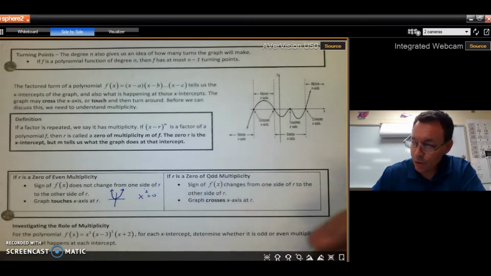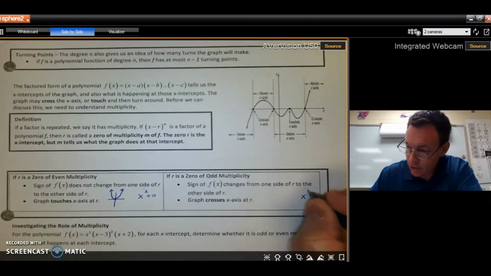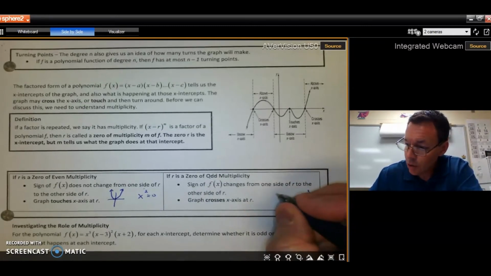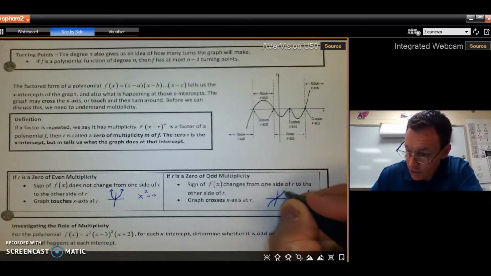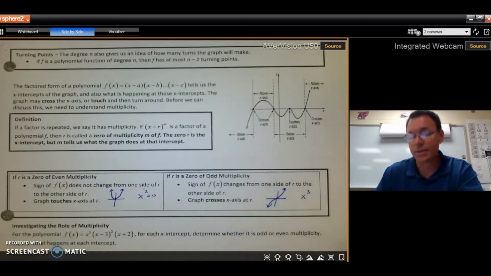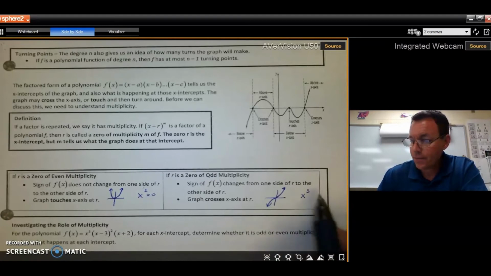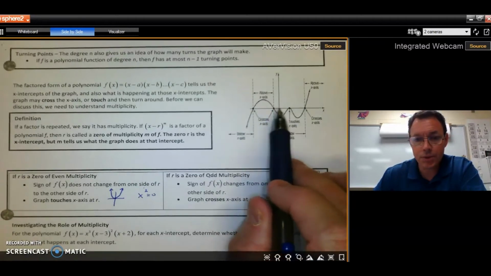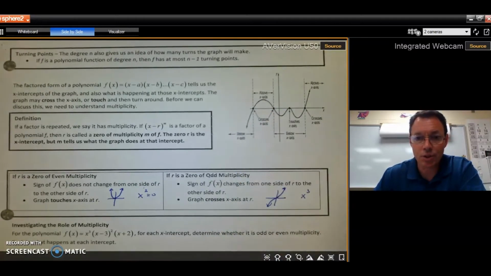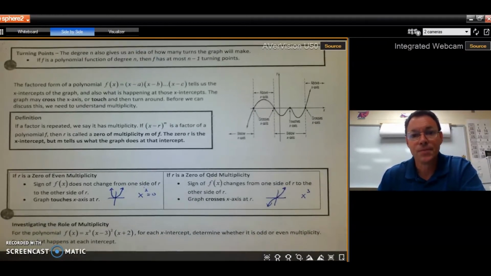If you have an odd multiplicity, think x cubed. What does x cubed do? It goes up, goes through the origin, and passes through to the other side. So if you have a factor that has an odd multiplicity, then it's going to cross. These 3 points up here are zeros that have an odd multiplicity. Most likely they're to the 1st power, so it doesn't look like there's an exponent there, but it could be a 3rd power as well.